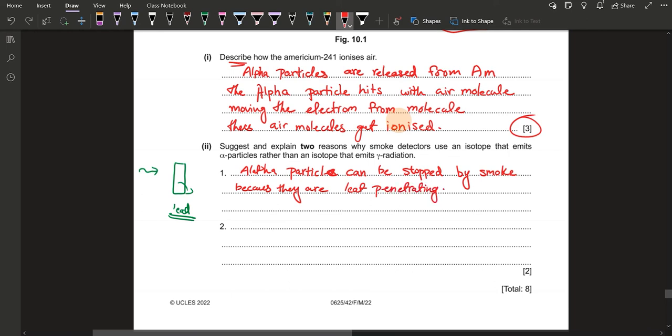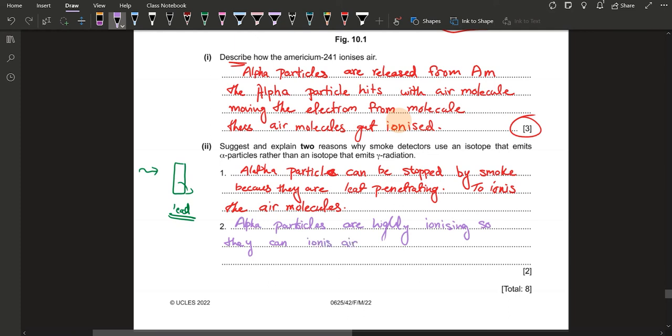And why do we use alpha particles? Because we need to ionize the air molecules. And the second point we can write is that alpha particles are highly ionizing. They're not highly penetrating, but they're highly ionizing so that they can make air molecules ionize. For this reaction, we need to make air molecules ionize. So alpha particle is the best candidate. Alpha particles are highly ionizing, so they can ionize air particles. And we get 2 marks for this.